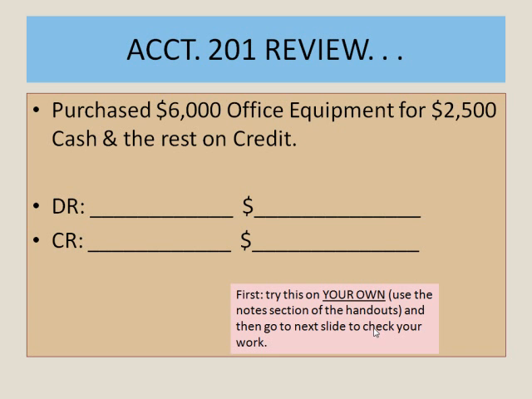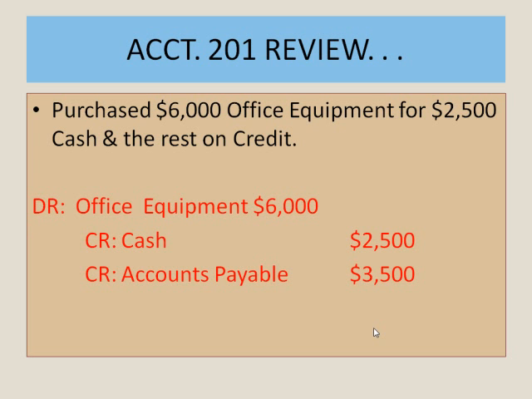Next transaction. Purchased $6,000 worth of office equipment for $2,500 cash and the balance of $3,500 on credit. Office equipment is an asset account. It was increased by $6,000. Cash reduced. We reduce cash with a credit. But that would have made our entry be out of balance. So we also have to bring this entry into balance with that $3,500 on the credit side.